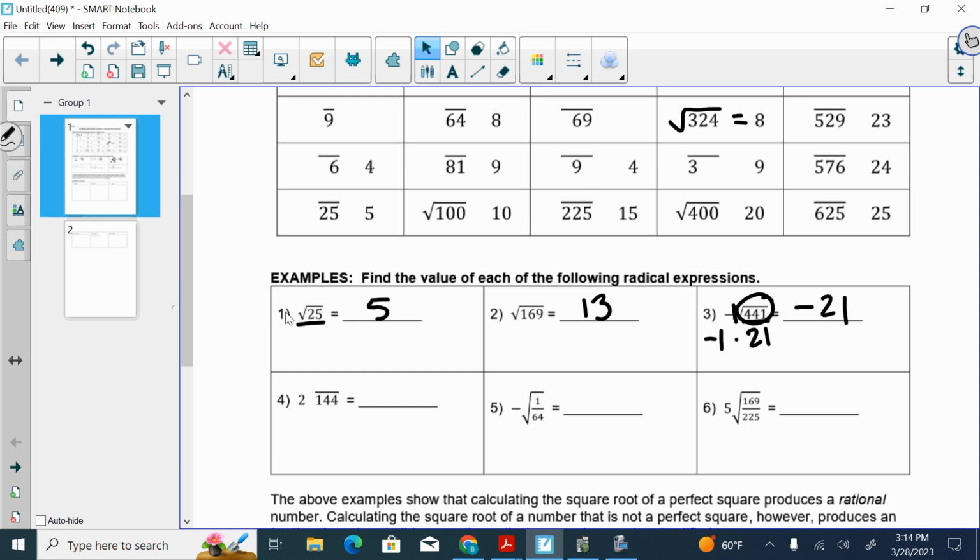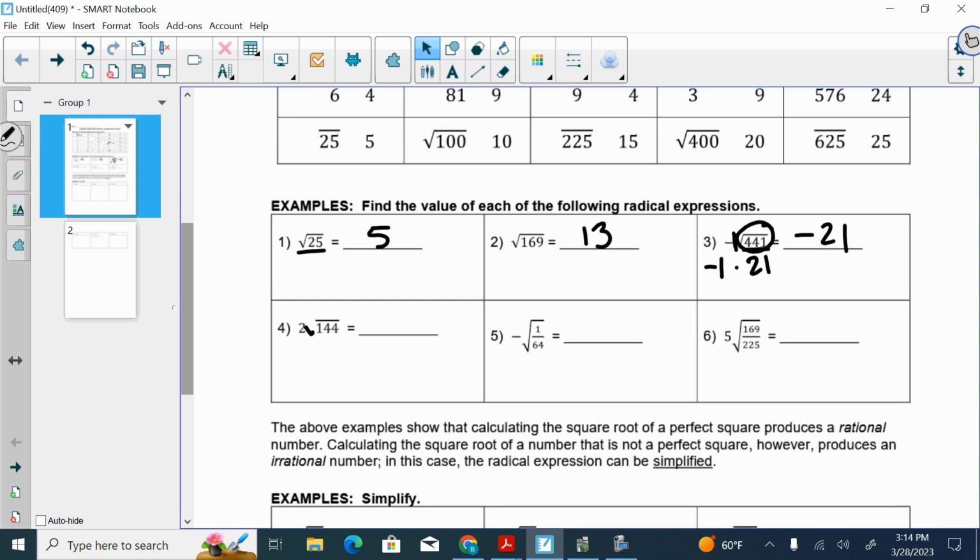All right, so here's another example. We've got 2 times the square root of 144. I've already got this 2 on the outside. What does the square root of 144 become? 12. So I get to take it out from underneath there, and it's just a 12. What do I do with that 2 and 12? Multiply them. So what would it be? Nice.